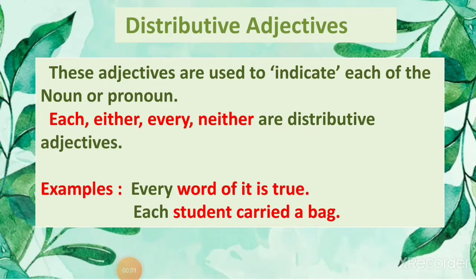Distributive adjectives. These adjectives are used to indicate each of a noun or a pronoun, right? For example, every word of it is true. Each student carried a bag. So here every and each are examples of distributive adjectives. Each, either, every, neither are distributive adjectives.